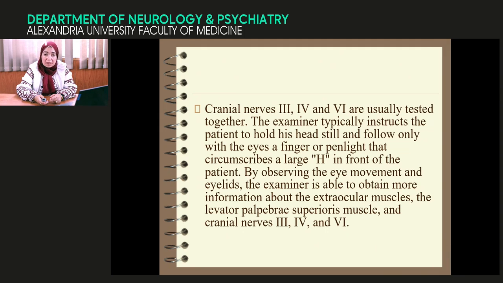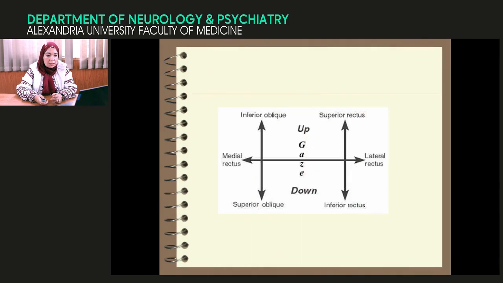Because of that, we must test the extraocular movements, third, fourth, and sixth nerves, together. In this case, we use the H shape. This is the cardinal directions of gaze of the extraocular movement: inferior oblique, upward gaze; superior oblique, downward gaze; medial rectus, adduction; lateral rectus, abduction; superior rectus, upward gaze in the lateral position; and the inferior rectus, downward gaze in the lateral position.